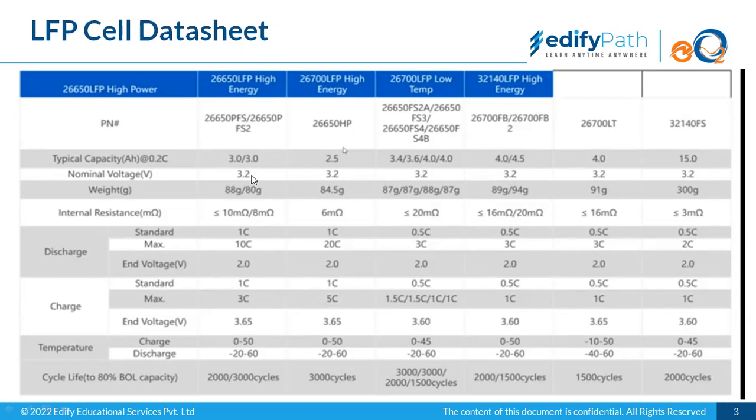So nominal is 3.2. We already discussed that every cell is normally rated, and the rated voltage is the nominal voltage. So there would be a higher side end voltage and a lower side end voltage, like 10 to 12% on the higher side and 10 to 12% on the lower side. That would be called the complete operating range of a battery or a cell. So end voltage is 3.6, and maximum it could charge up to 3.65 volts. Nominal is 3.2 volts, and the lowest it could discharge to is 2 volts, if we talk about a single cell.